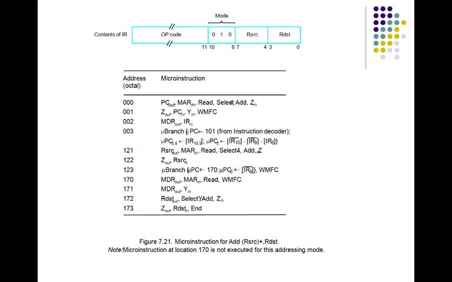Here the microprogram, derived by combining the microinstructions for all the possible values in the mode field, results in a structure that requires many branch points. The example shown in this figure has two branch points, so two branch microinstructions are required. So this is all about the microinstructions for add, that is, R source plus R dest.